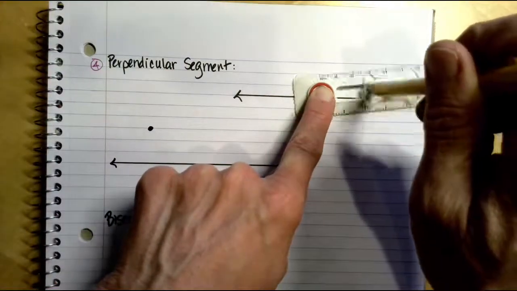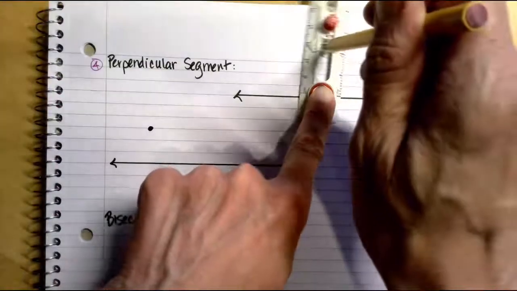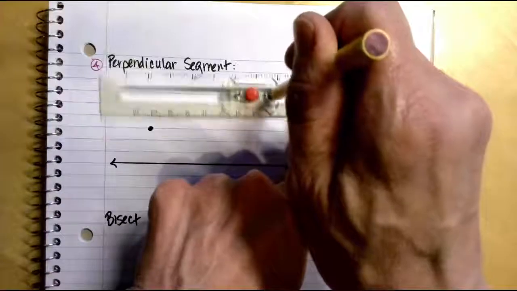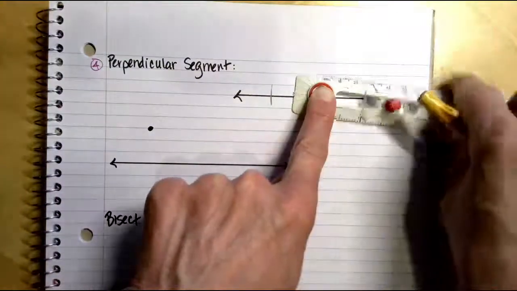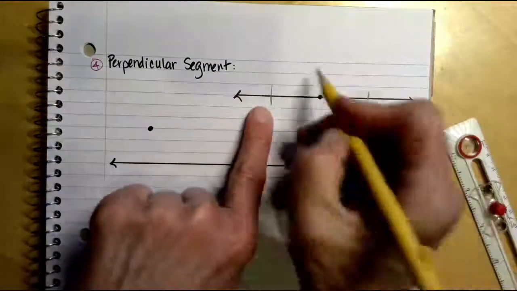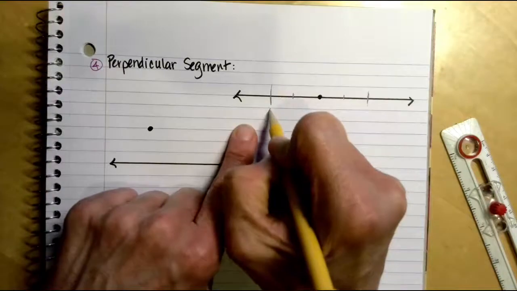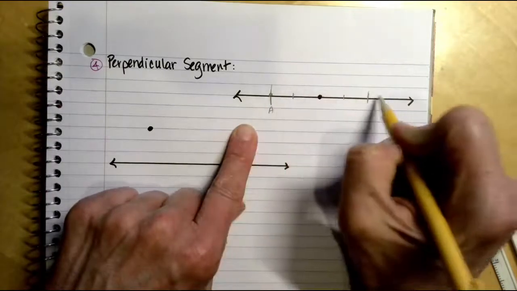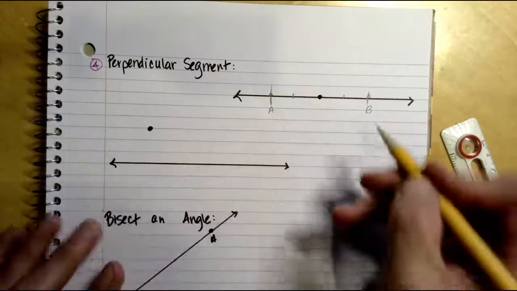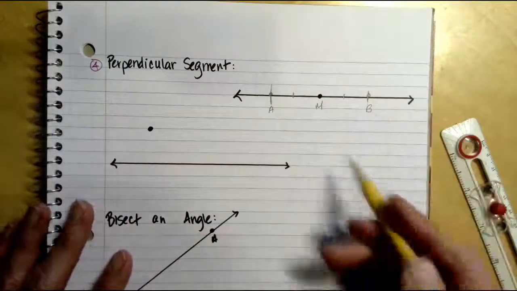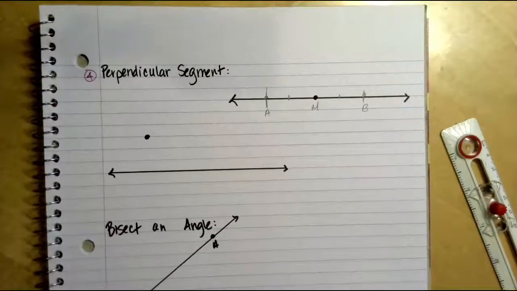So I tightened my compass, and I'm going to lock in the space over here, and then lock in the space here. Because I didn't move my bullseye at all, I've guaranteed that these two segments are the same. I can call this point A, I can call this point B, and I know that the distance, we'll call that M, from A to M is the same as the distance from M to B.